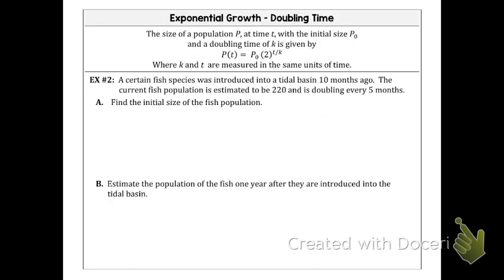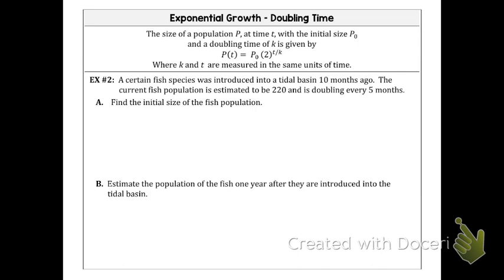All right, then we talk about exponential growth and doubling time here. The size of a population P at time t, with the initial size P sub 0 and a doubling time of k, is given by P of t is equal to P sub 0 times 2 raised to the t divided by k, where k and t are going to be measured in the same units of time.